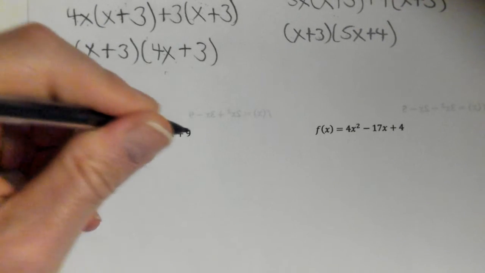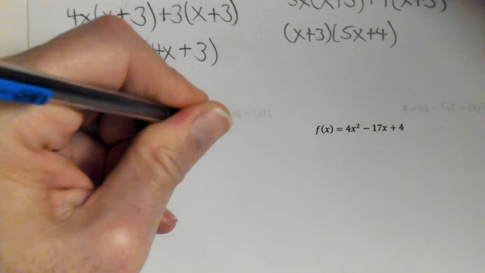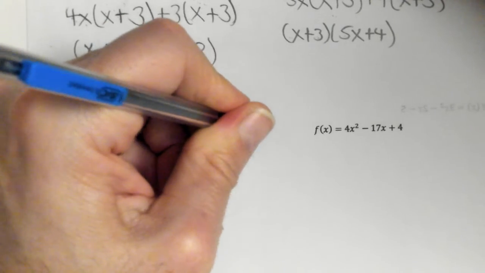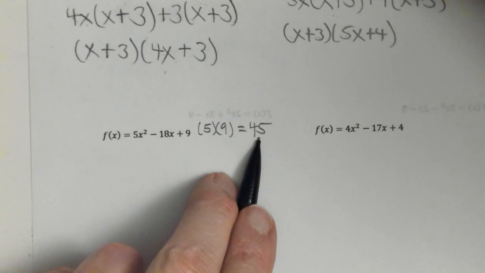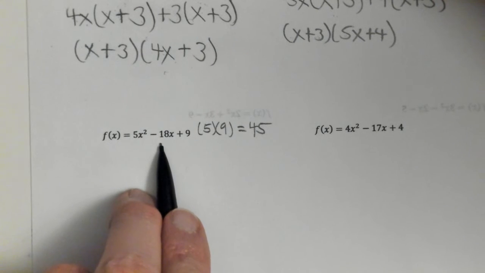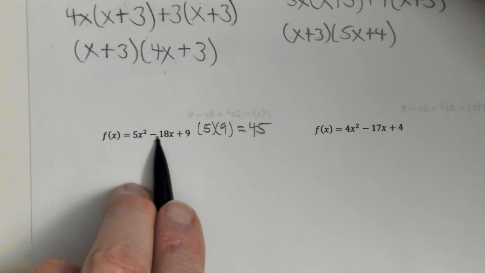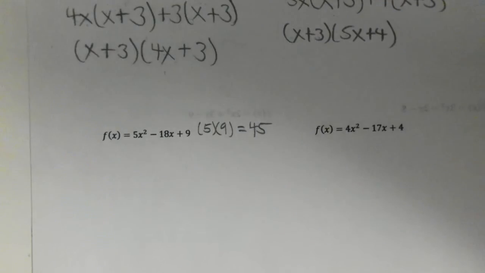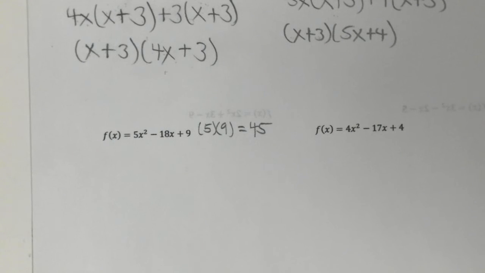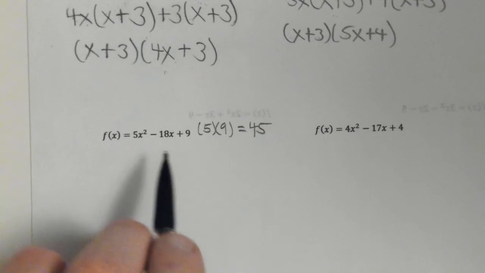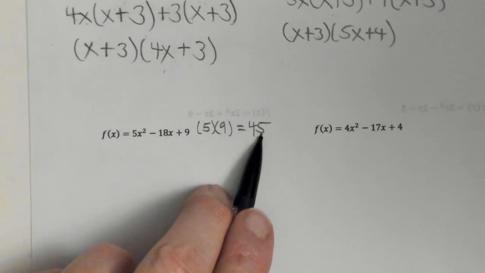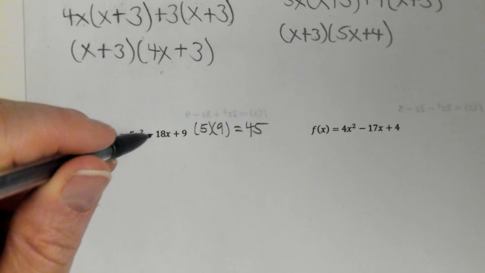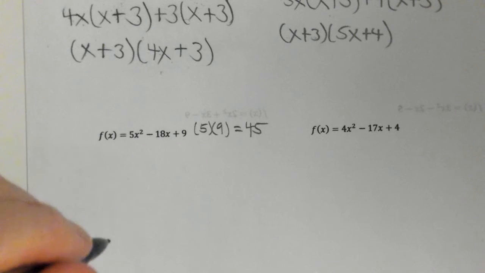Remember, we start with a times c, which is 5 times 9, and 5 times 9 is 45. So I need two numbers to multiply together to get 45, but at the same time, they're going to add up to negative 18. And so let's think about two numbers that multiply together to get 45. So obviously, when the AC is positive, and the number in the middle there is negative, then both of my middle terms are going to be negative.